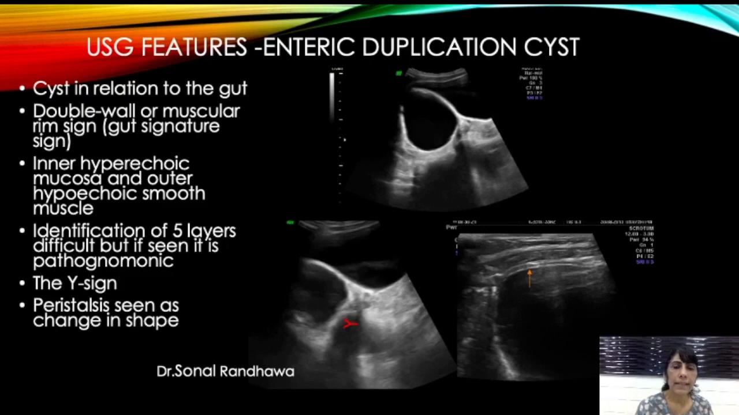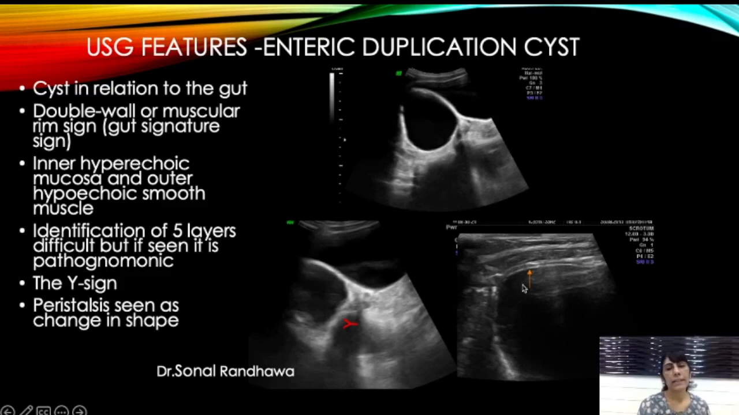Now, the second thing that we did was to place a linear probe immediately over this area. And when we placed the linear probe, what did we notice? On placing the linear probe, we could see that the cyst had a double layering. What was the double layering showing? The inner wall was hyperechoic, which is the gut mucosa, and the outer one was hypoechoic, the muscularis propria, that is the smooth muscle area of the gut.